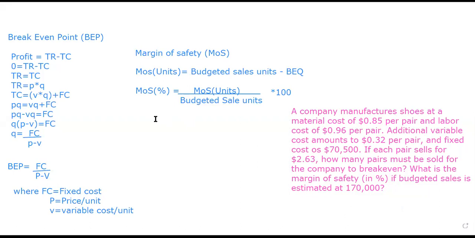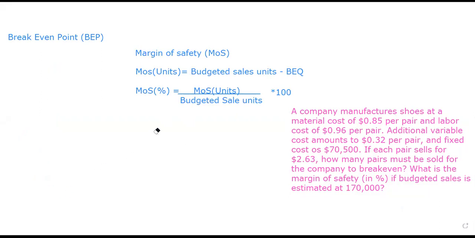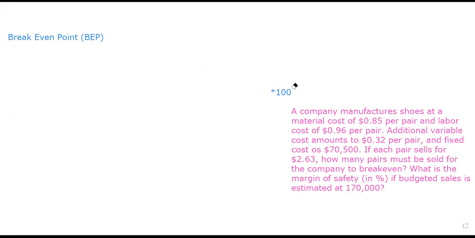A company manufactures shoes at a material cost of $0.85 per pair and labor cost of $0.96 per pair. Additional variable cost amounts to $0.32 per pair and fixed cost of $70,500. If each pair sells for $2.63, how many pairs must be sold for the company to break even? What is the margin of safety in percentage if budgeted sales is estimated at 170,000?